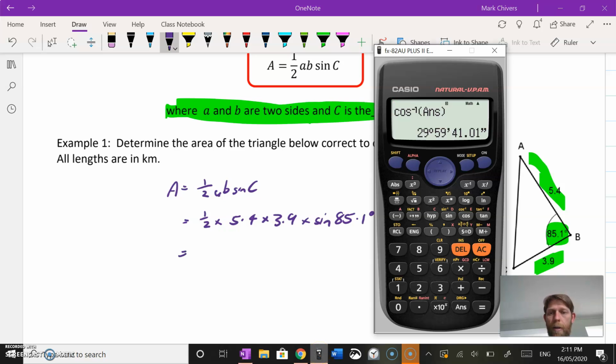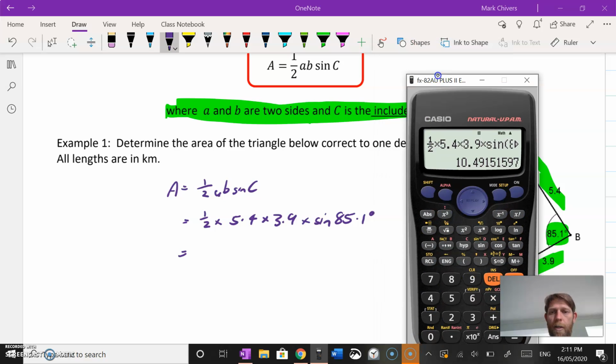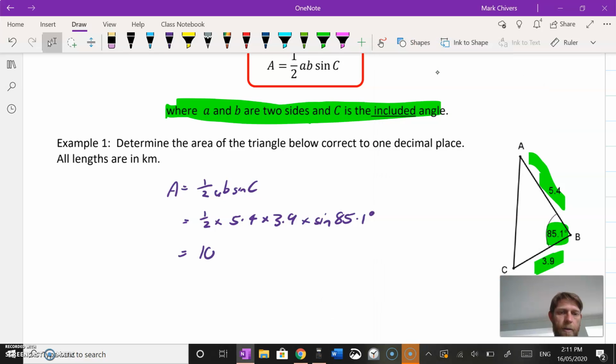So we just plug that all into the calculator. A half times 5.4 times 3.9 times sine of 85.1. And that's going to give us 10.49. Actually it says to correct to one decimal place, so that'll be 10.5. All lengths are in kilometres, so 10.5 kilometres squared. We've found an area. Remember, it's got to be square units.